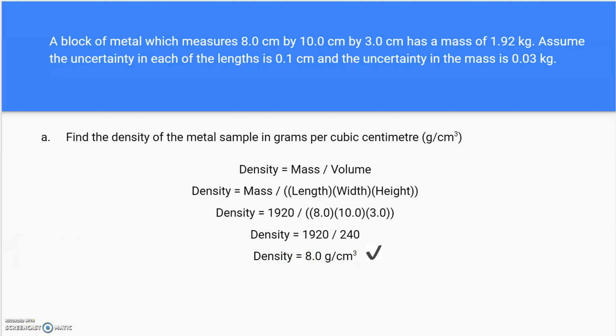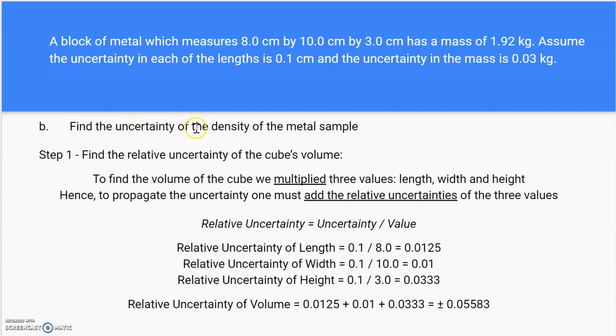Now let's get to part B of the problem, which asks us to find the uncertainty of the density of the metal sample. Now, it's important to note that when it asks for the uncertainty of something, it's asking for its absolute uncertainty. So the absolute uncertainty of that measurement or of that value that you calculated. Now, in order to solve this, we're going to be dividing it in 3 steps. Our first step is to find the relative uncertainty of the cube's volume.